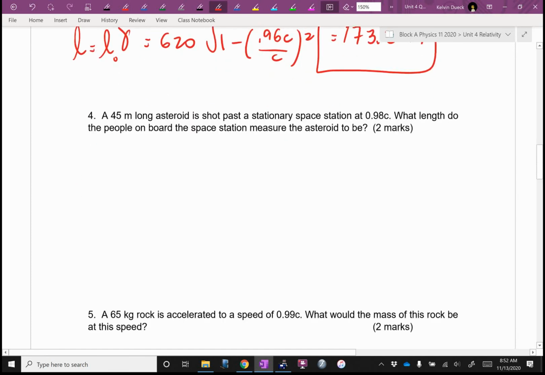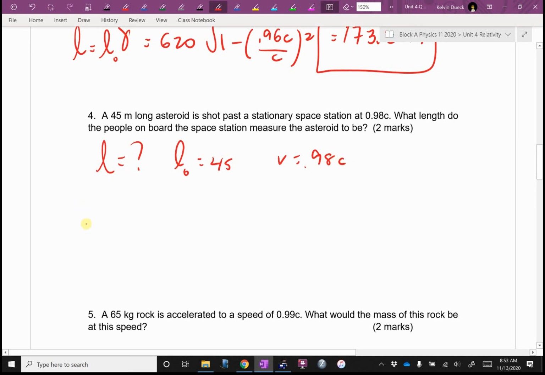A 45-meter-long asteroid is shot past a stationary space station at 98% of the speed of light. What length do the people on board the space station measure the asteroid to be? This is worded awkwardly, but I think they're telling me to find the relativistic length, because the space station people are at rest relative to the universe, and so they're seeing the rock go past. They're going to see it shorter. So I think L0 is the 45 and V is 0.98 c.